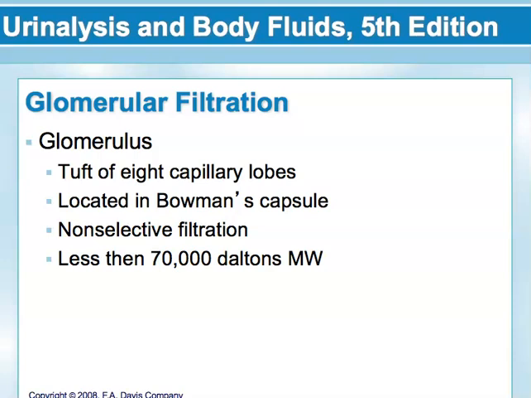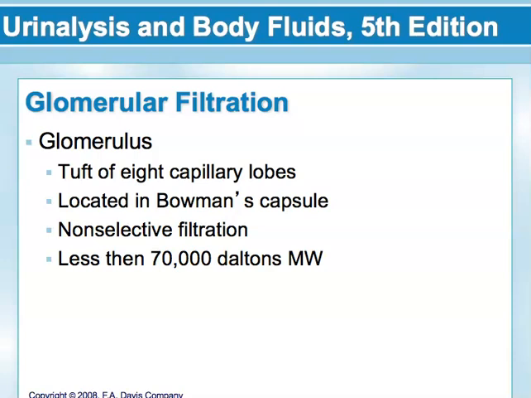Okay, so getting into some glomerular filtration. Again, the glomerulus is a tuft of approximately 8 capillary lobes involved in filtration. So the glomerulus serves as a non-selective filter of plasma substances with a molecular weight less than 70,000 Daltons. So just anything, it's not picking and choosing on anything other than size at this point.